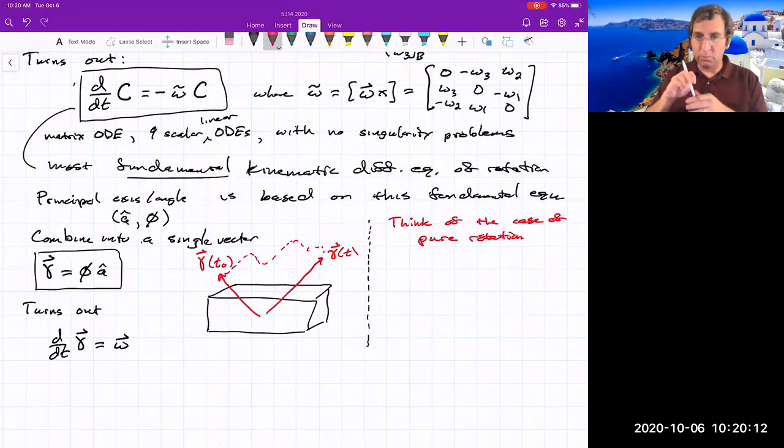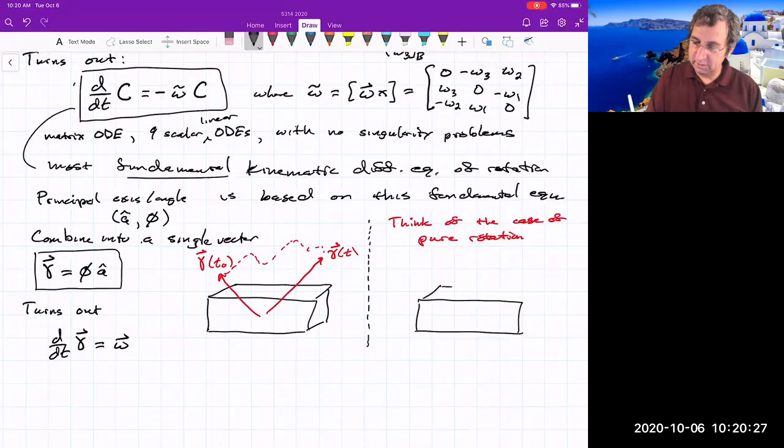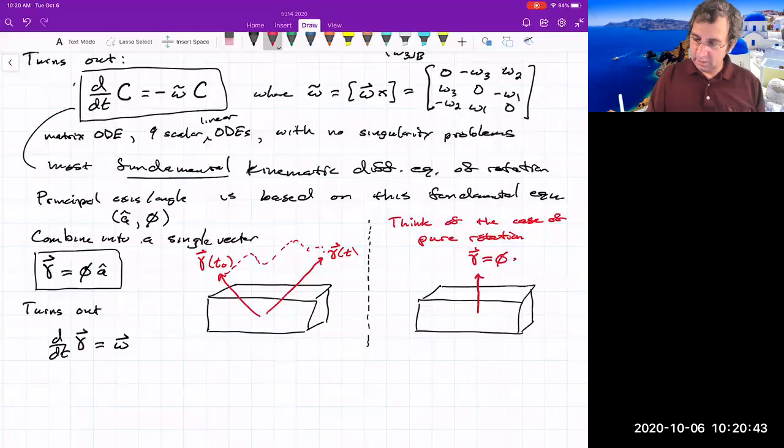By pure rotation, I mean you're rotating about a single direction, and that direction is not changing. So here, let me just sketch that case. We've got the body, which always tends to look like a shoebox or a brick, and our gamma vector is phi times a hat. Let's draw what a hat is.